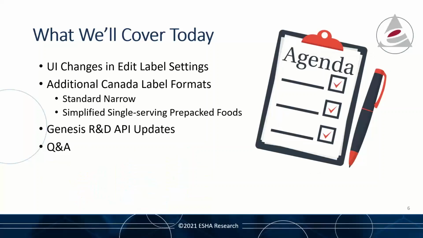Today, we're going to cover changes to the user interface in the edit label settings. We'll show you additional labels that were recently added for the Canadian labeling module, share a little bit about the Genesis API, and we'll end with Q&A. So we'll take questions that are presented, and if multiple people are asking for them, we'll cover them at the end. With that, I will now turn it over to my colleague, Alicia.